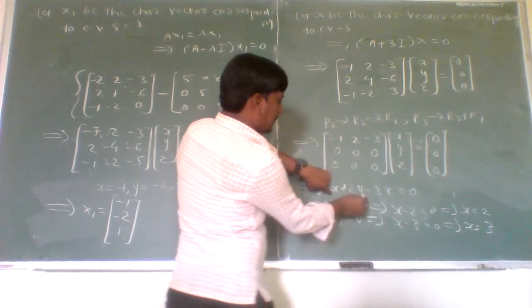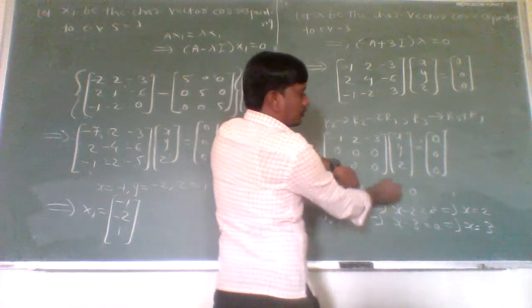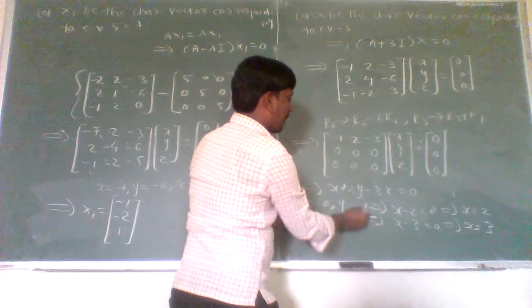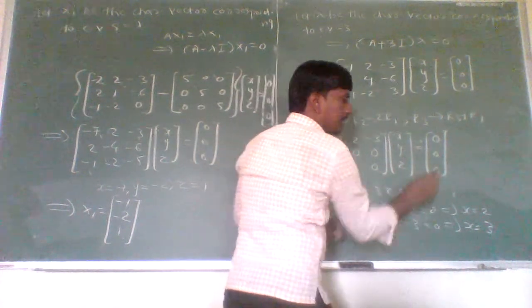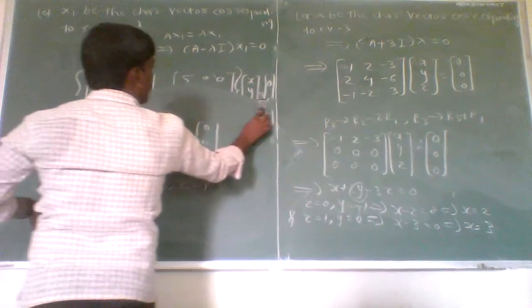X equal to 2, 2 times y which is minus 1, 2 minus 2, 0, and z is already 0. Therefore 0 is equal to 0. Second condition, let us check z equal to 1. It is minus 3. Y equal to 0 is 0. And x equal to 3. 3 minus 3 is again 0. Then the characteristic vectors corresponding to this eigenvalue minus 3 are.